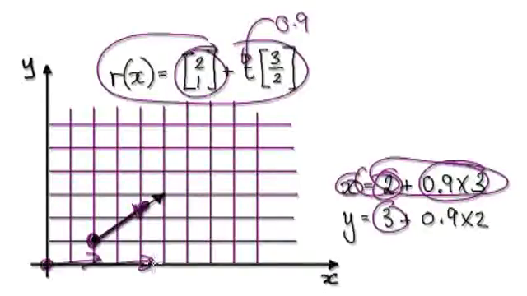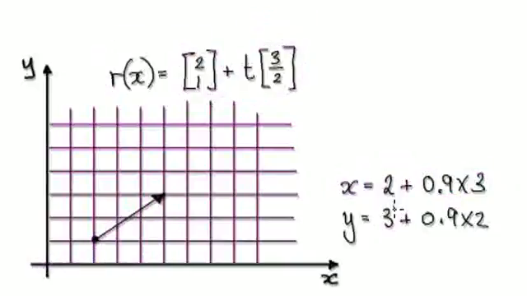Hang on, let me think. Sorry, I made a mistake. Go 1 across, so this should be a 1 here. Sorry, I made a mistake. So this is a mistake here. Let's start again.